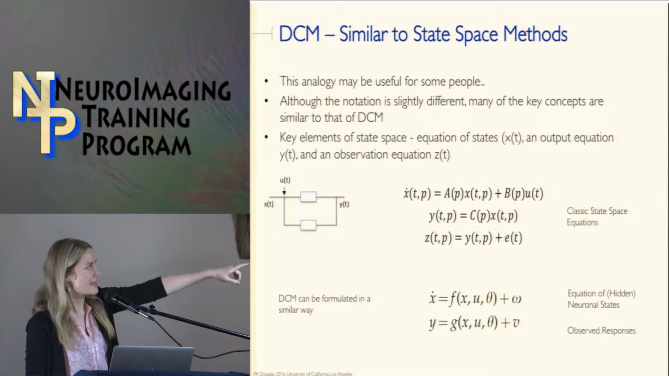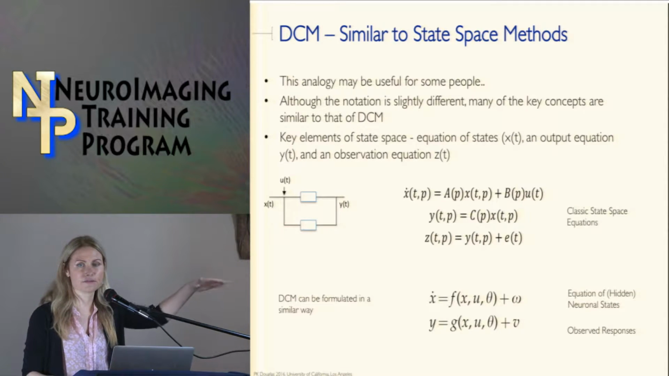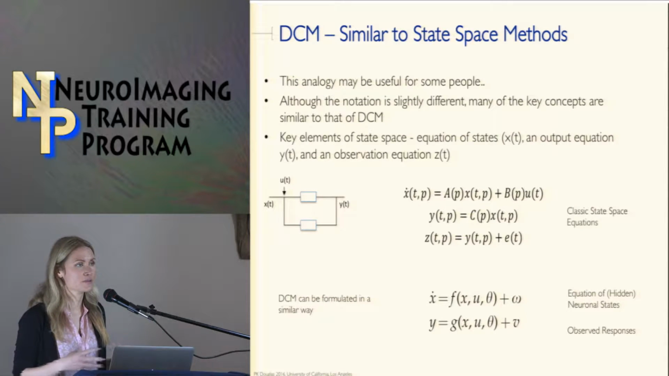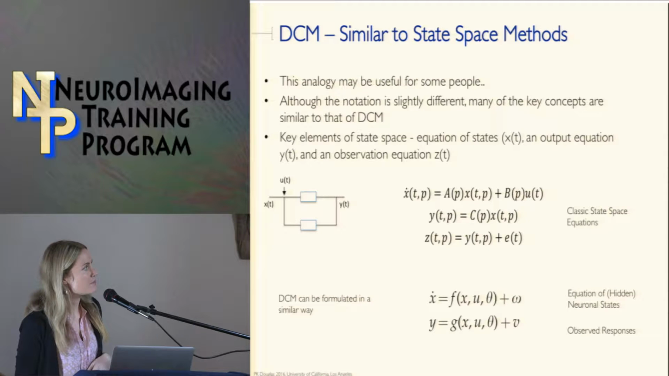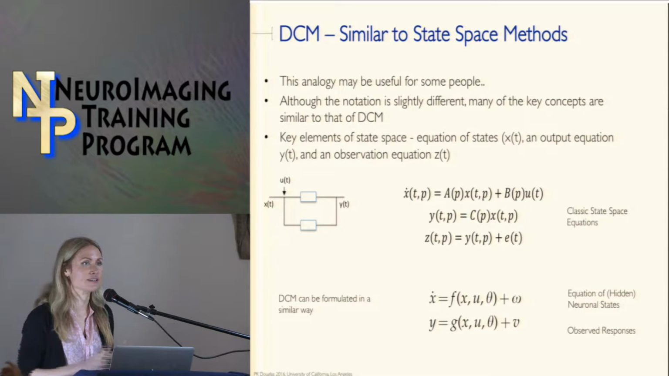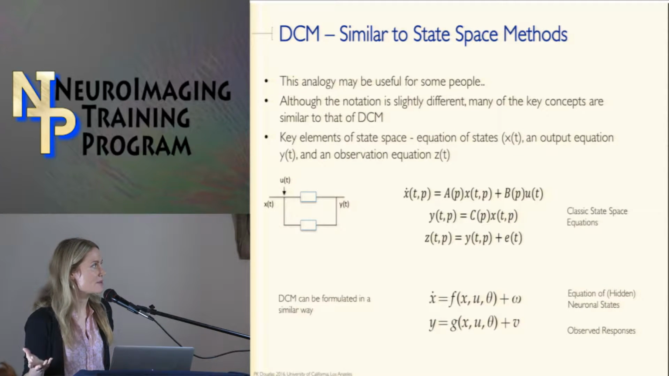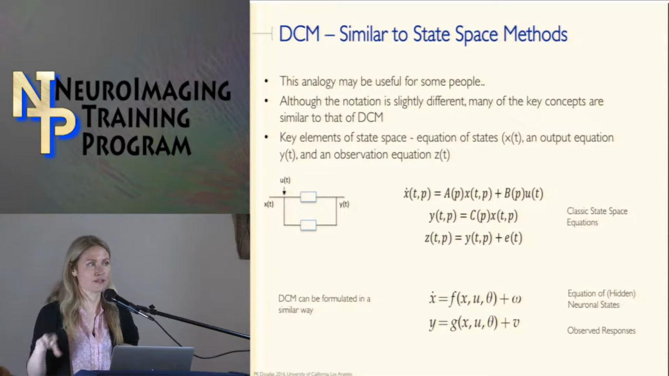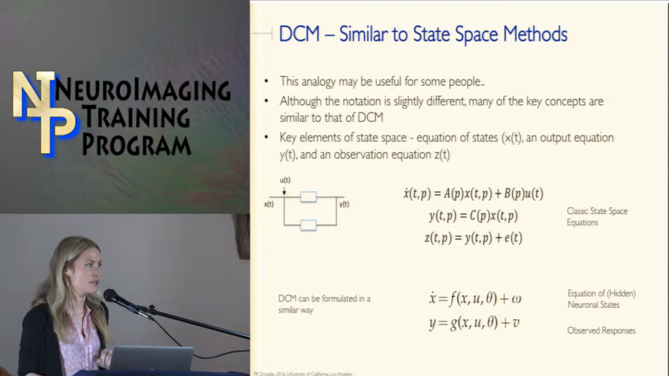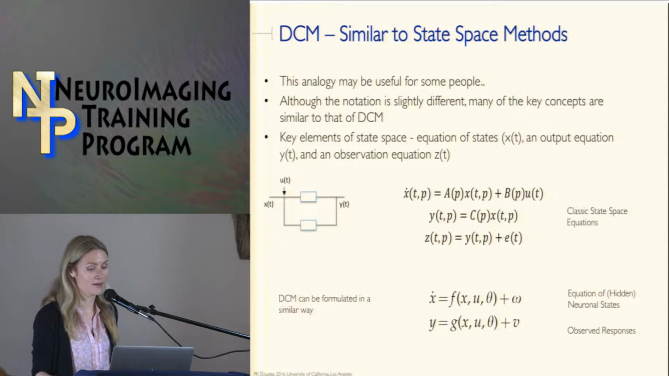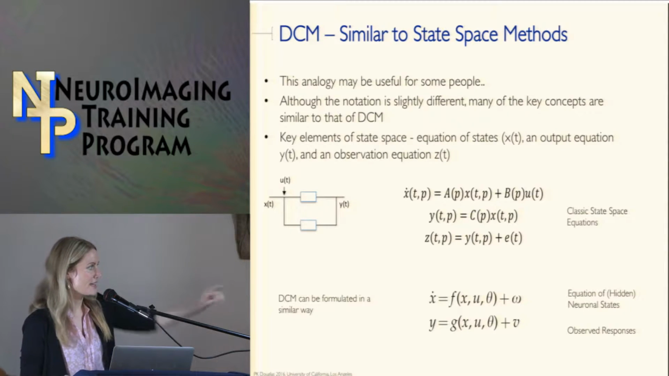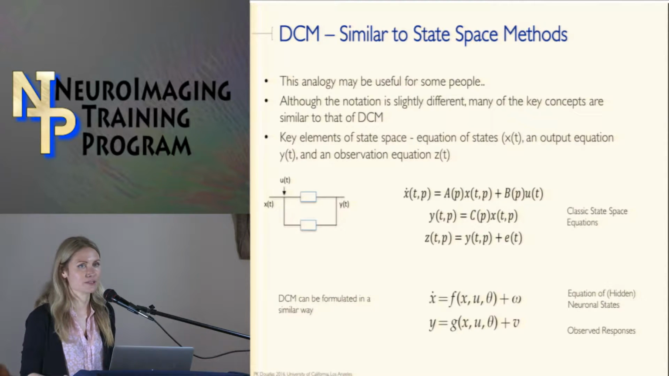In this case, the x variables are the systems of differential equations. The A matrix describes the connectivity between those regions. The B describes the changes in the input, and Y is the measurement model. And then Z describes how our measurement model is changed depending on our error. Error models typically assume that the error is Gaussian, for example. So DCM can, of course, be formulated in a similar way, where we have our equations of states as well as our observation equation.